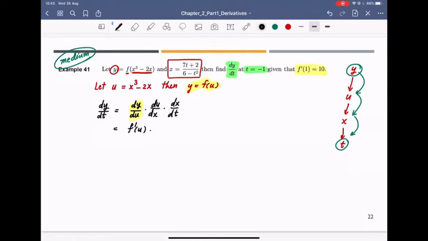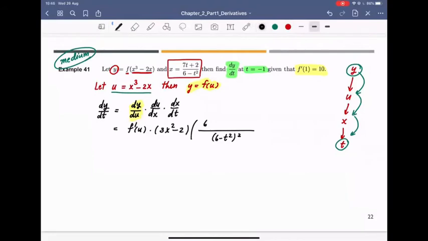So du/dx, luckily you have u equal to x cubed minus 2x, so you can compute this thing easily. du/dx is going to be 3x squared minus 2. Well, this is easy because you have u equal to x cubed minus 2x. And also dx/dt is easy because you have the fraction, so you can use the quotient rule again. Tedious, but it is doable.